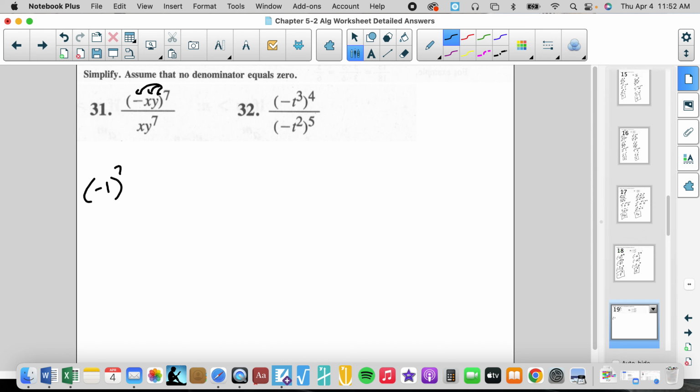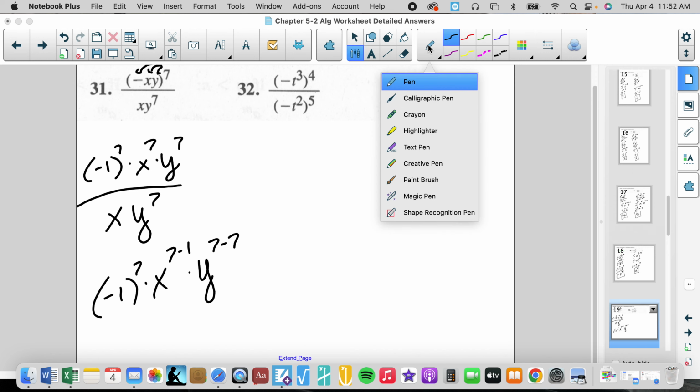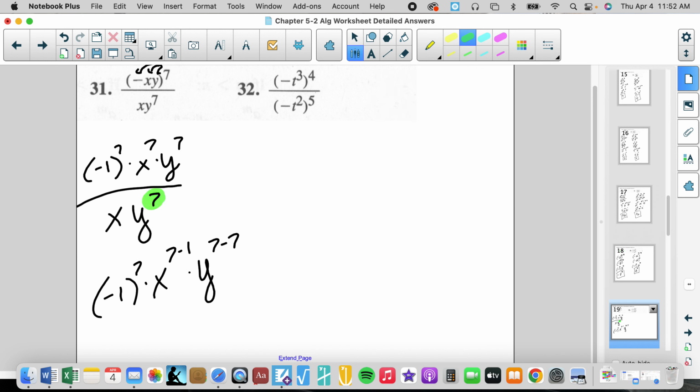So we have negative 1 to the 7th, x to the 7th, y to the 7th, over x, y to the 7th. So negative 1 to the 7th doesn't have a partner. That's going to be negative 1 to the 7th. X has a common base, 7 minus 1. Y to the 7 minus 7. This exponent right here only goes to this variable. There's an invisible 1 right here. So that's x to the first. Hence why we have 7 minus 1.